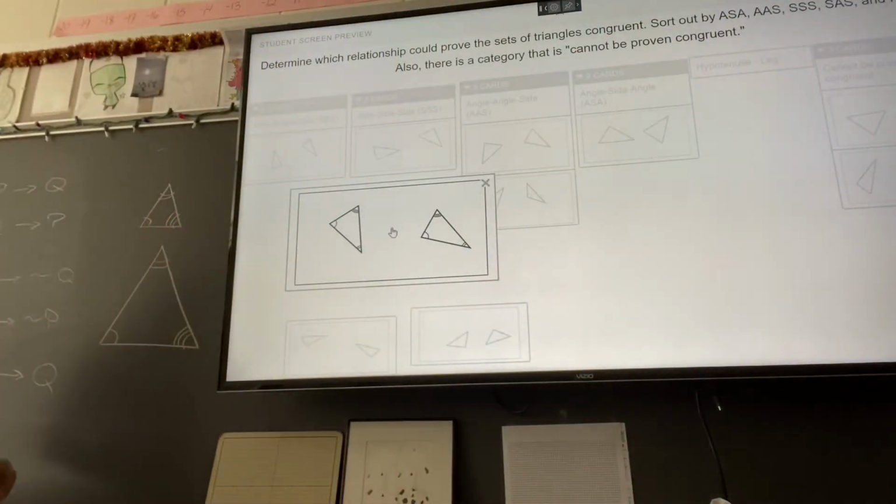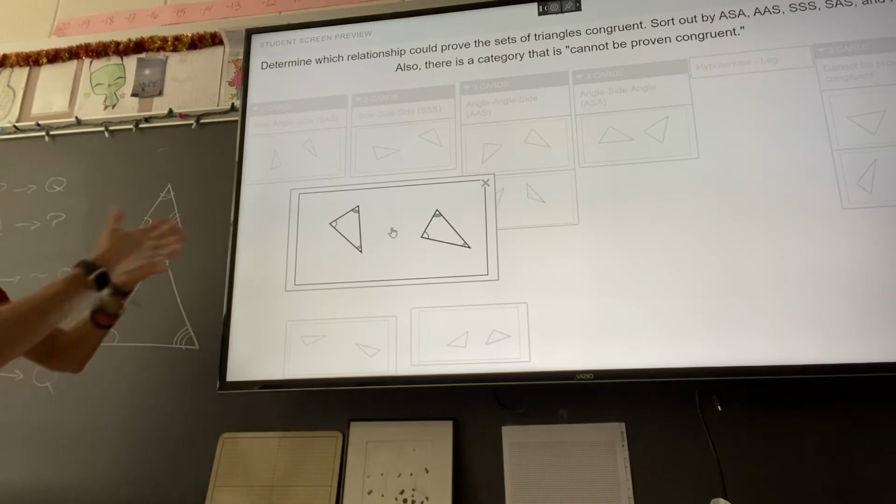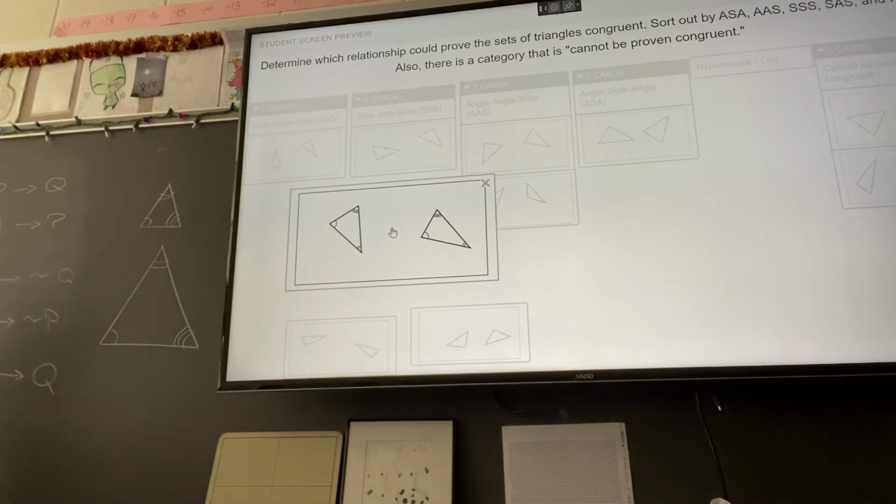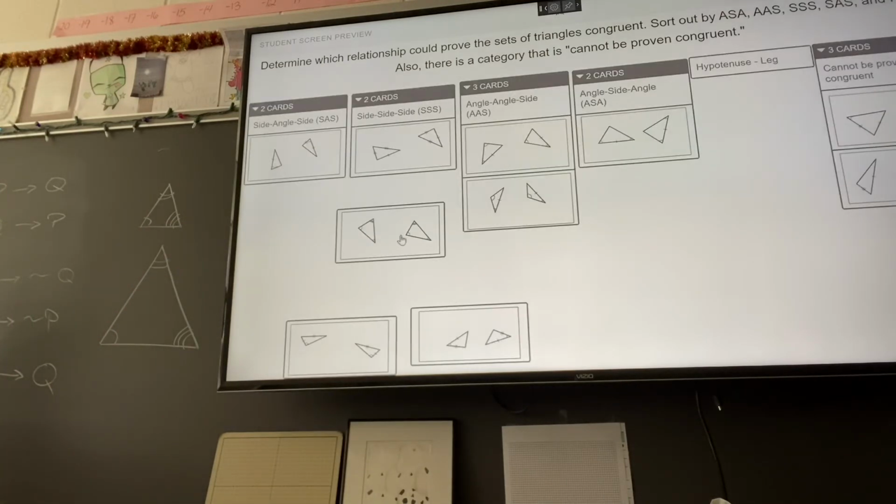These 2 triangles have got 3 sets of corresponding congruent angles, but they're definitely not congruent. They're the same shape, but they're not the same size, which means they're similar, which is unit 6 and we're in unit 4. But this is not a way to prove triangles congruent, angle, angle, angle. So we're just gonna say, for now, cannot be proven congruent. We can prove them similar, but we can't prove them congruent.